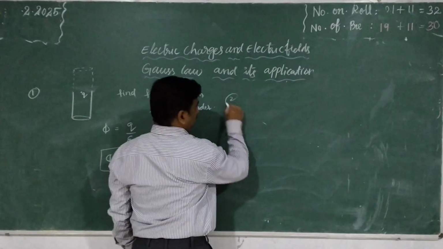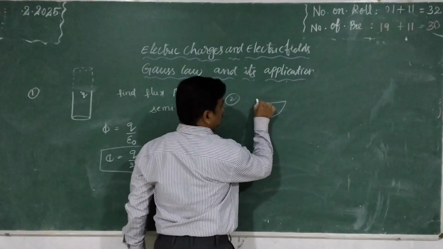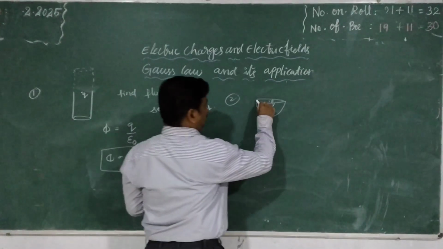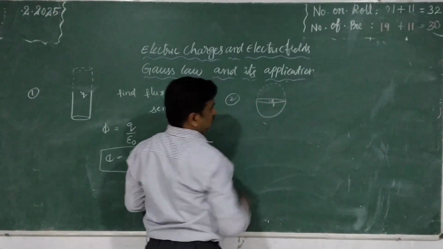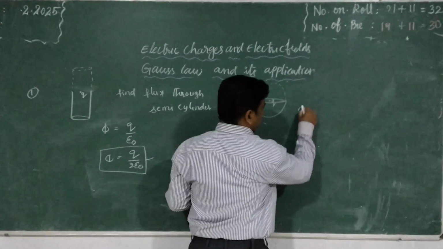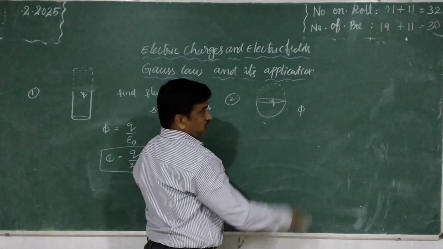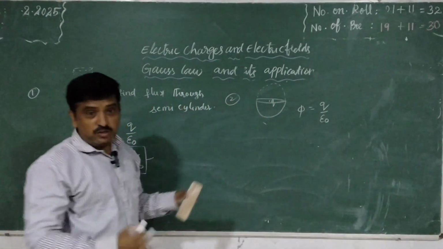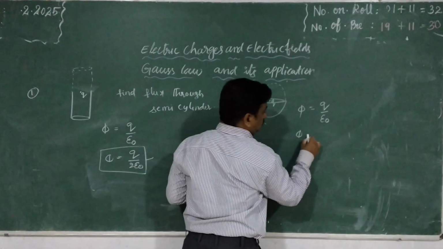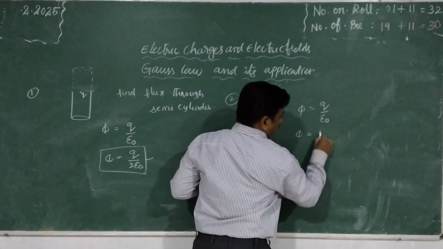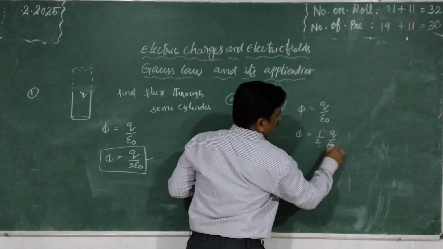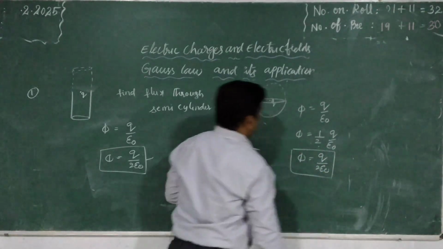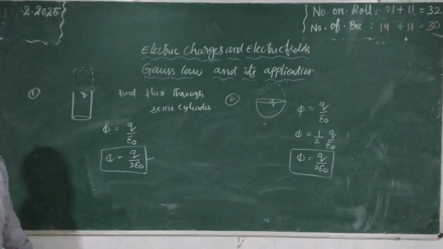Second, we can take a semi-sphere, a hemisphere. Here we can place the charge. What is the flux through this hemisphere? We can complete the closed surface. This is the sphere. What is the flux through this closed surface? Phi equals q by epsilon naught. Here it is a hemisphere, so half of the part only. That's why flux through the hemisphere is 1 by 2 into q by epsilon naught, so phi equals q by 2 epsilon naught. The flux through the hemisphere is q by 2 epsilon naught.